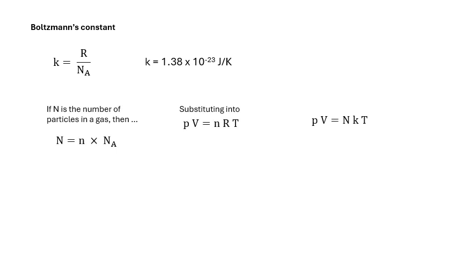And so if we see that big N is the number of particles, which is little n times Avogadro's constant, then if you substitute that into PV equals nRT, we get this other equation here, PV equals big N kT. So we've got PV equals nRT and PV equals NkT. Quite a few questions where they ask you to work out the number of particles, and you would go for this equation here.